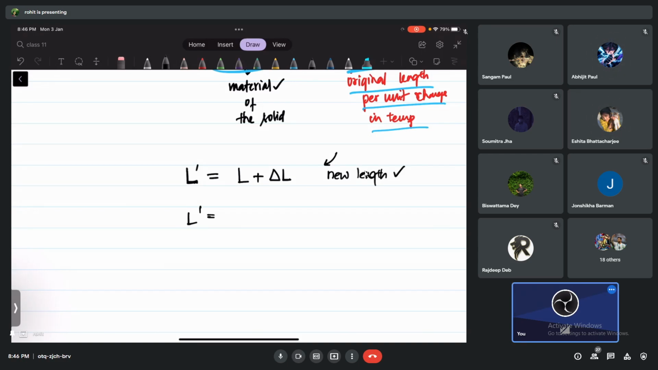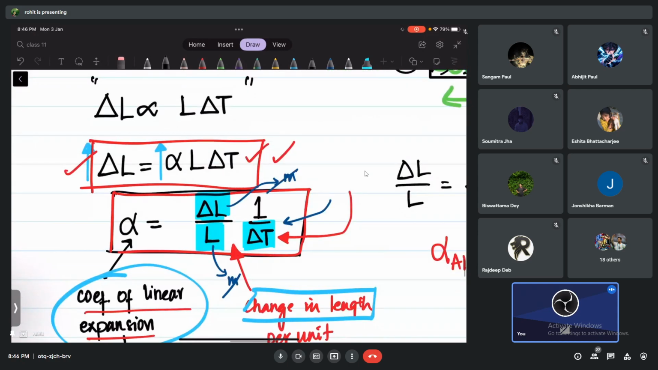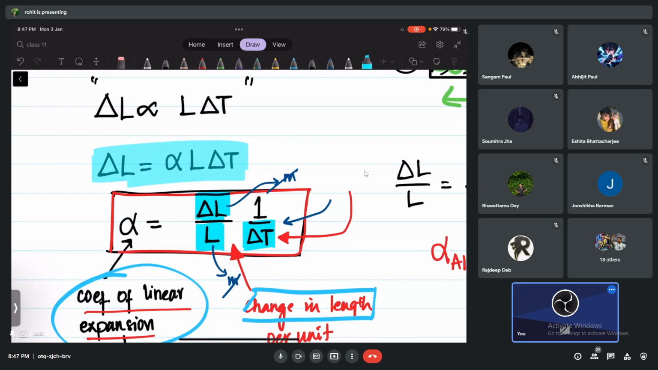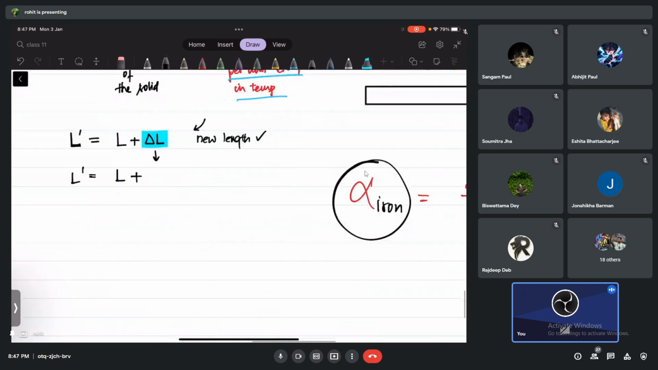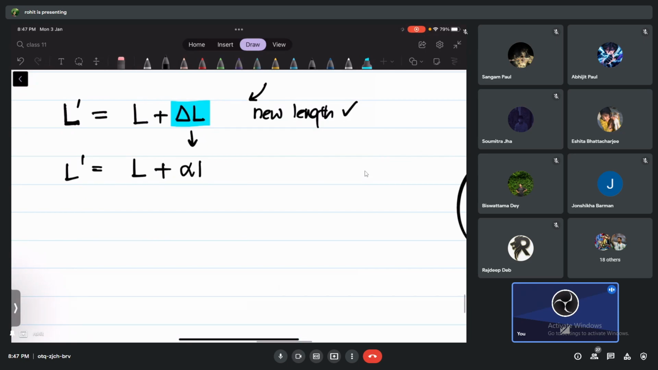New length after expansion will be original length plus the amount of expansion, for which we have a formula, which we have written just now. If you notice, expansion depends on the material, the initial length, and the change in temperature. So I'm going to write alpha L delta T. Because we have this, right?